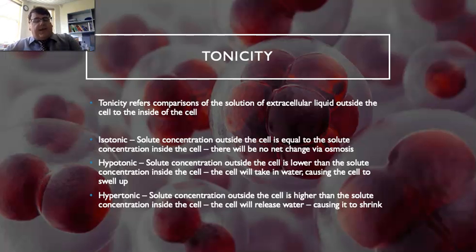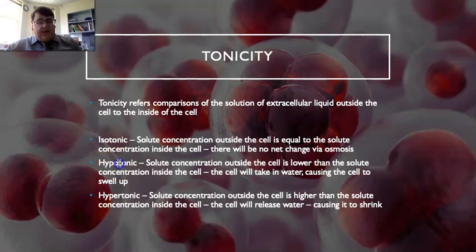That in itself leads us to a topic called tonicity. So that's comparing the inside cell concentration to the outside cell concentration. And there are three different terms you need to know there. So we've got isotonic. Isotonic is when the inside of the cell and the outside of the cell have equal concentrations. And then there's no net change via osmosis, because there's no need to exchange water across the membrane when you've got equal concentration on both sides.